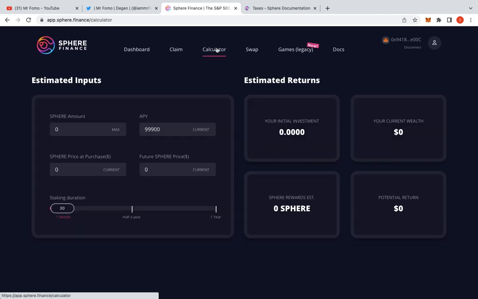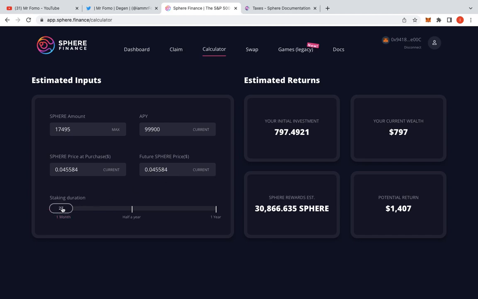If I calculate this at the current rate, Sphere hits ATH as well. Let's max my Sphere, current APY, current price. That's quite high as well. If we go 30 days, one month, we could go as long as you want. Let's go 30 days. I'll have $1,407.